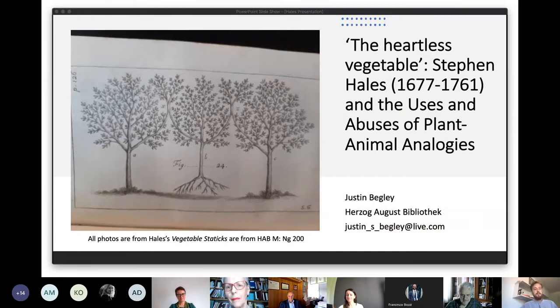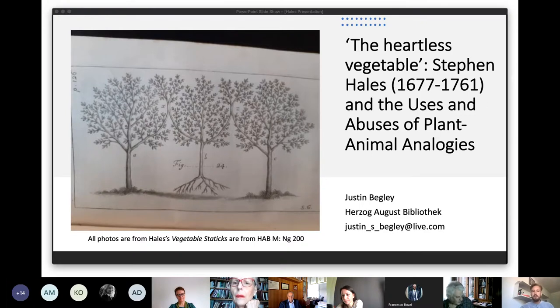Okay. So while their names are little known today, Nehemiah Grew and Stephen Hales were two of the most important and influential early modern botanists. Grew's groundbreaking botanical publication, the 1682 Anatomy of Plants, was based on lectures that he delivered before the Royal Society of London, while Hales's Vegetable Statics, which is probably the most significant work of experimental botany from the 18th century, appeared almost 50 years later, in 1727.